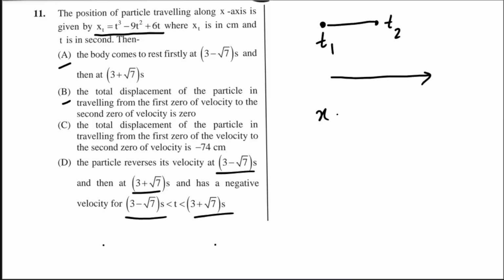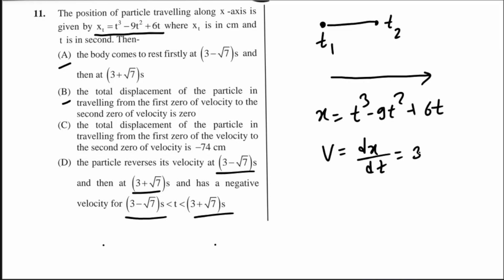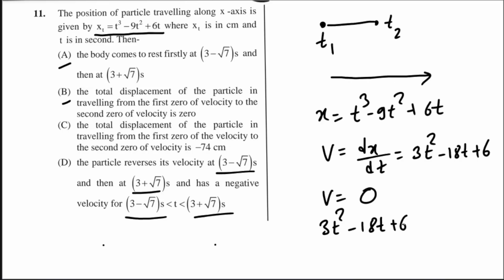X as a function of time is given as t cube minus 9t square plus 6t. Now if you carefully see, velocity will be equal to dx by dt. So you simply need to differentiate this and you will be getting 3t square minus 18t plus 6. And to check at what time its velocity becomes zero, simply make v zero. So you will be making 3t square minus 18t plus 6 equal to 0.